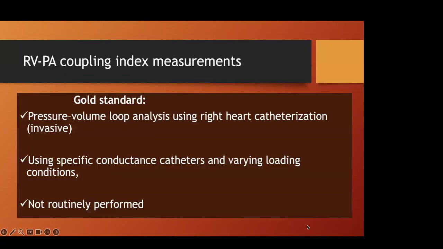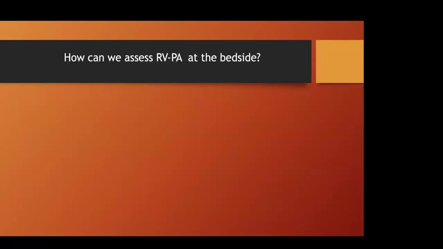So how do we measure all these? As I said earlier, it is measured in the right ventricle by using catheters, the conductance catheters, under various loading conditions. Routinely, it's not performed. It's a bench study, you can say. It cannot be routinely performed, but how can we do it at the bedside? RVPA coupling at the bedside.